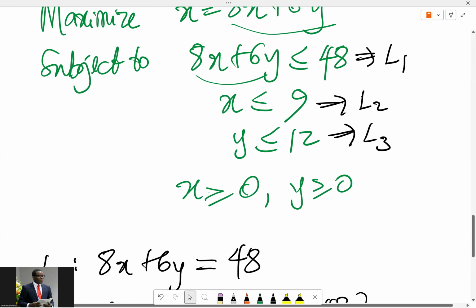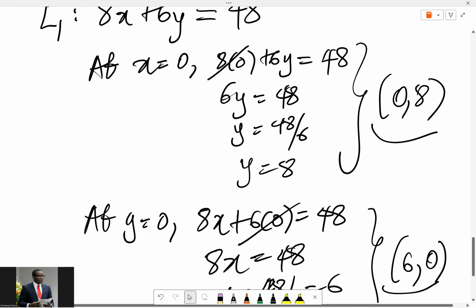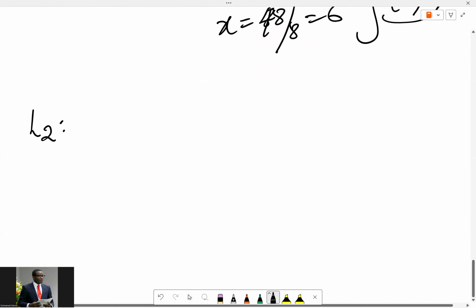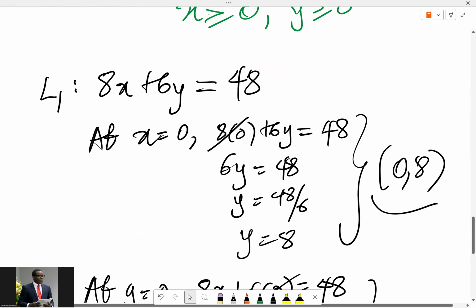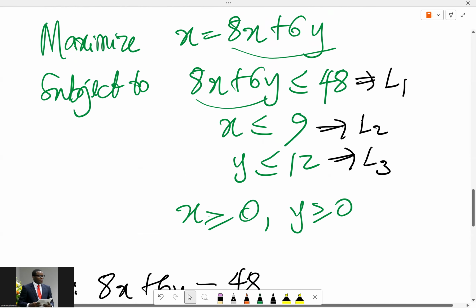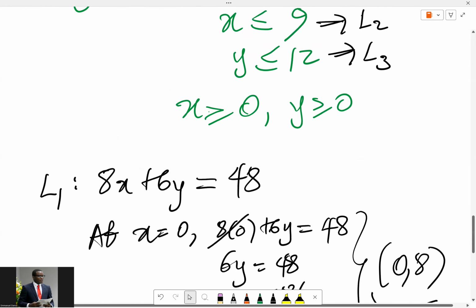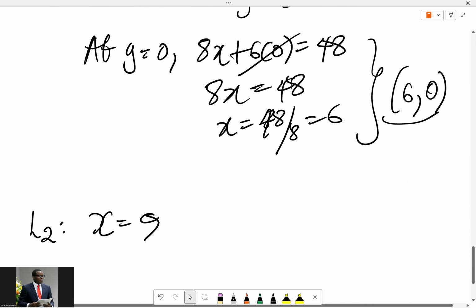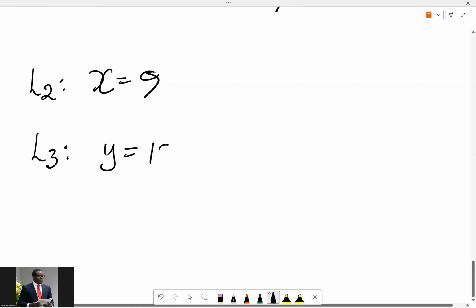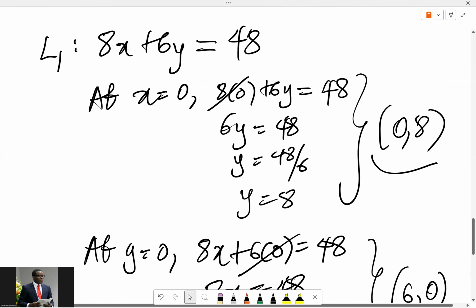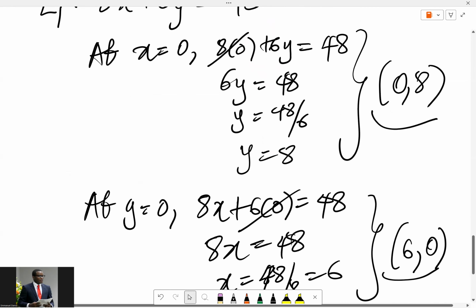Then another thing we can do: that's line 1 already. For line 2, we have x less than or equal to 9, which means x is equal to 9. There's nothing we can do about that. Then line 3 tells us that y is equal to 12. So what we can now do is take these lines in pairs and solve them to see if there are intersections, points that we don't already have.